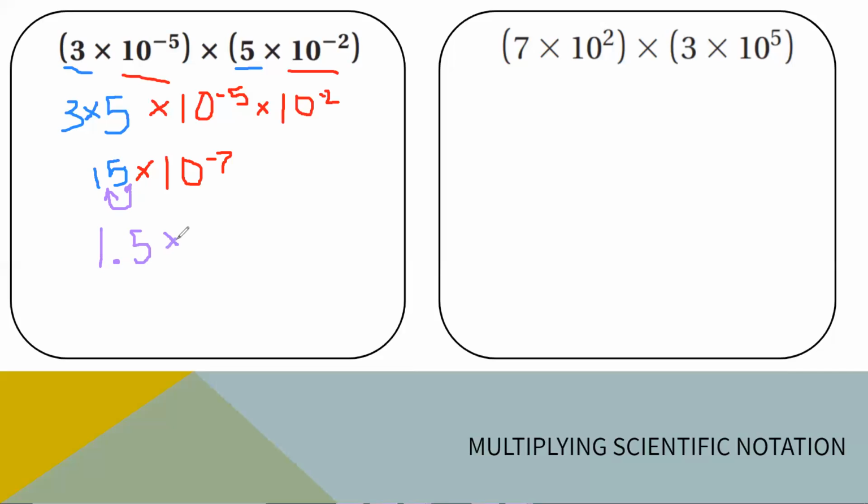Since I've changed my factor, I also have to change my exponent. Since my factor got 1 smaller, that means my exponent is going to get 1 bigger. So I'm going to add a 1 to it. Negative 7 plus 1 is going to give me a negative 6. Now this final answer has been written in scientific notation, so I know that it is done.